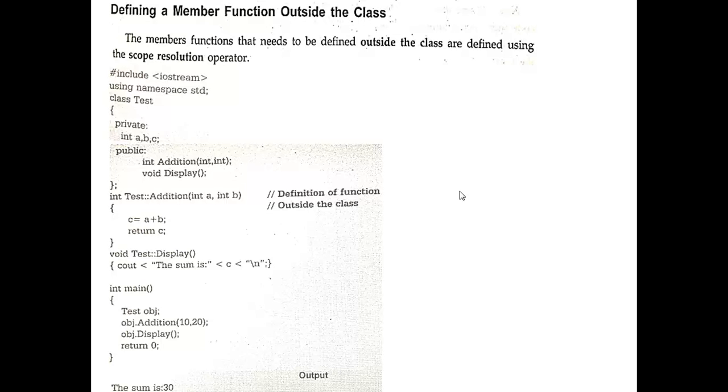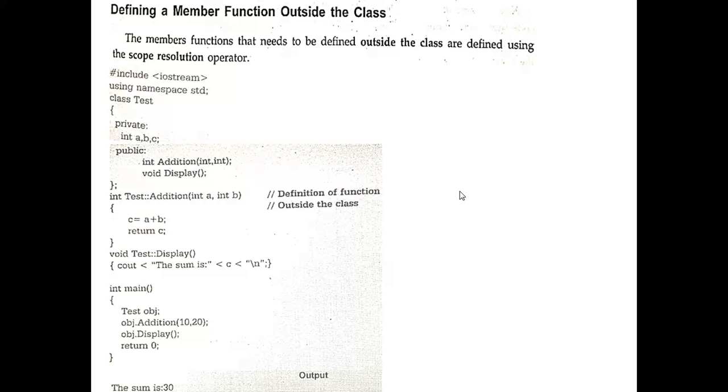After the header files, the class test is written. In class test, we are declaring the variables a, b, c as private, and in public, we are declaring two functions, that is addition and display. And after that, immediately the class test is finished.